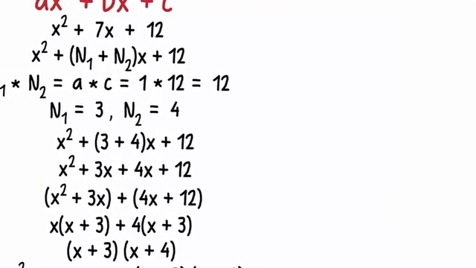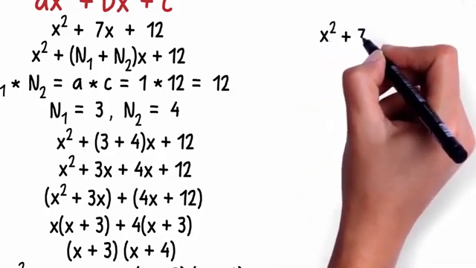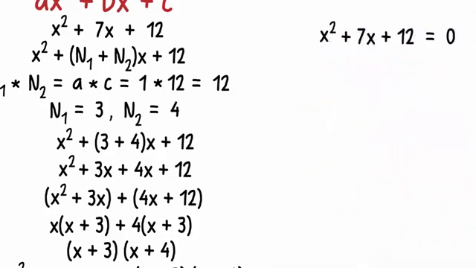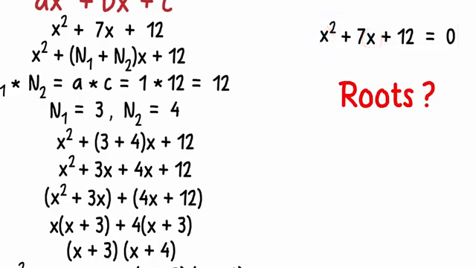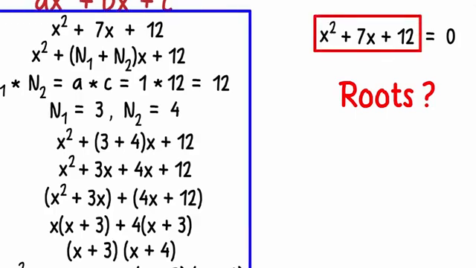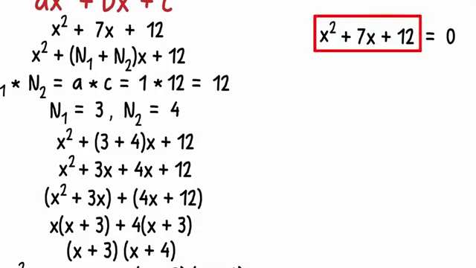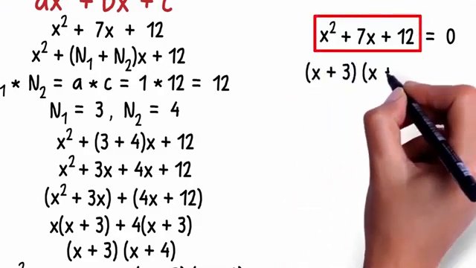If you understood this concept of factorizing polynomials, then finding the roots of quadratic equations is very easy. Now assume that the quadratic equation we have is x squared plus 7x plus 12 equals 0. We need to find its roots. We mean the value or the values of x which satisfy this equation.